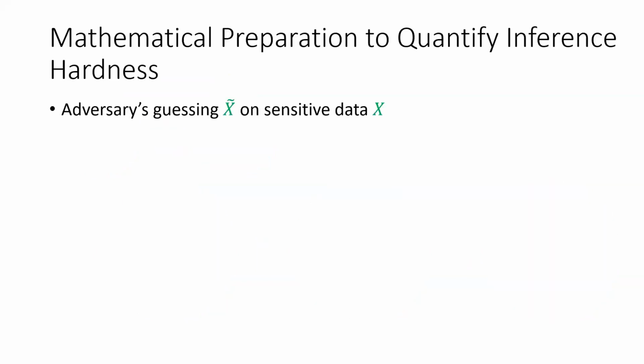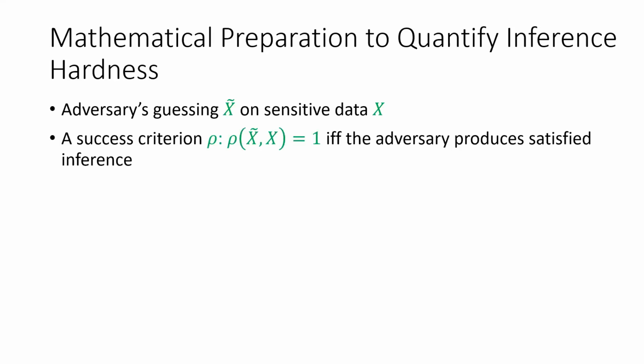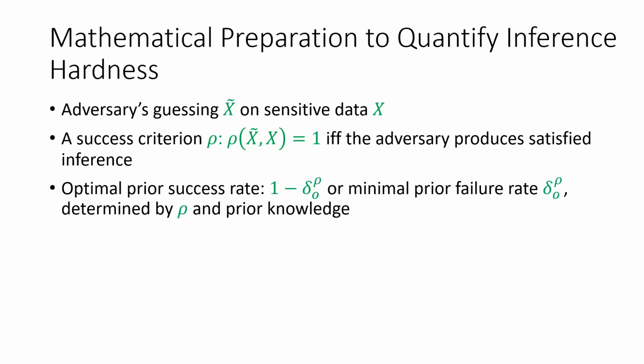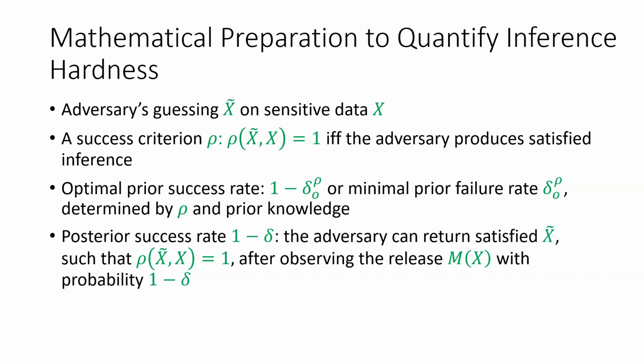Okay, we need a bit more mathematical notation for our definitions. First, we will use X hat to represent the adversary's guess of your secret X. We will introduce an abstract success criterion rho, which equals 1 if and only if the adversary returns a satisfactory estimation. Third, we will use delta_0 as the minimum or optimal a priori failure rate before the adversary observes your release, and delta captures the minimal posterior failure probability. Usually in crypto, the difference between delta_0 and delta is the posterior advantage, which we usually expect to be negligible.